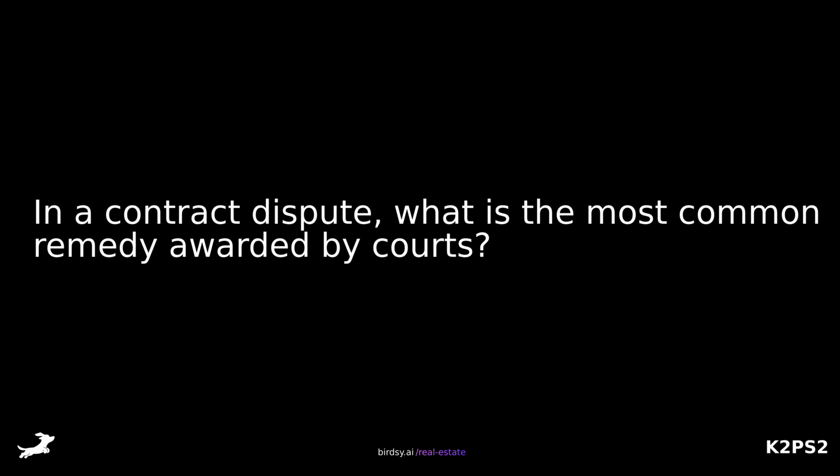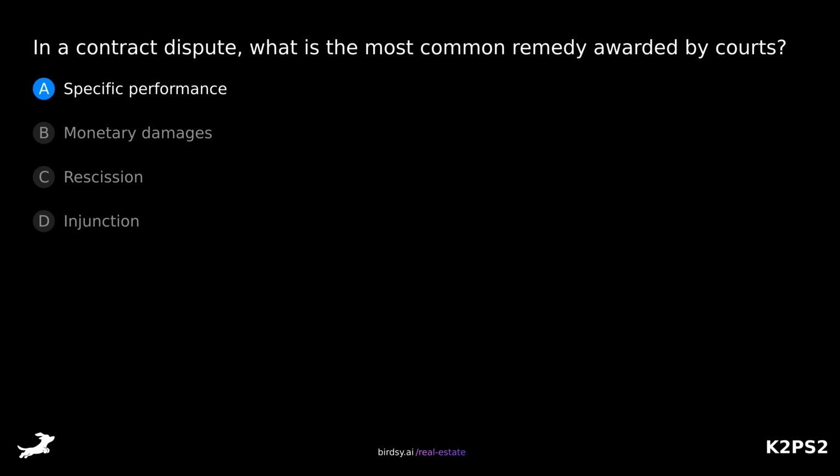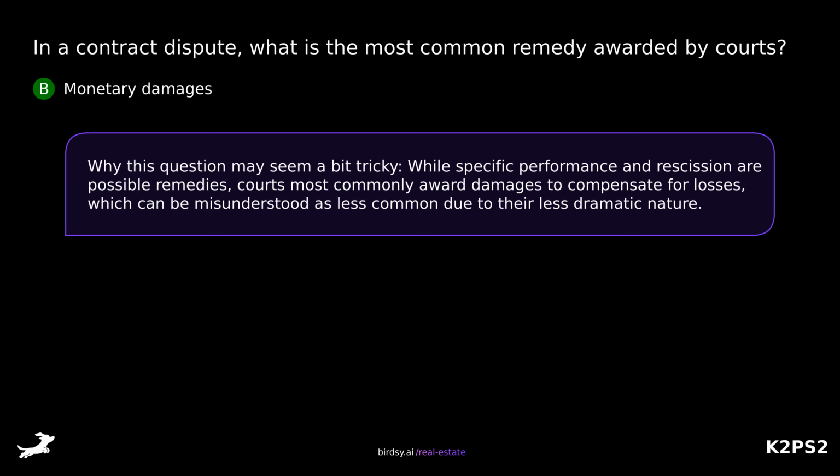In a contract dispute, what is the most common remedy awarded by courts? Is it A, specific performance, B, monetary damages, C, rescission, or D, injunction? The answer is B, monetary damages. Why this question may seem a bit tricky. While specific performance and rescission are possible remedies, courts most commonly award damages to compensate for losses, which can be misunderstood as less common due to their less dramatic nature.